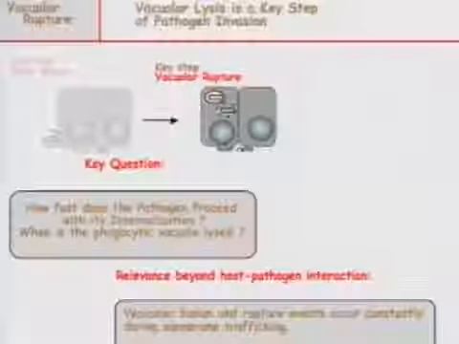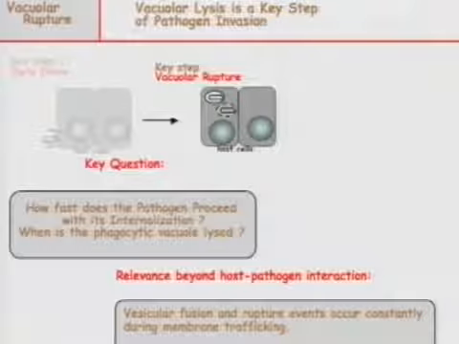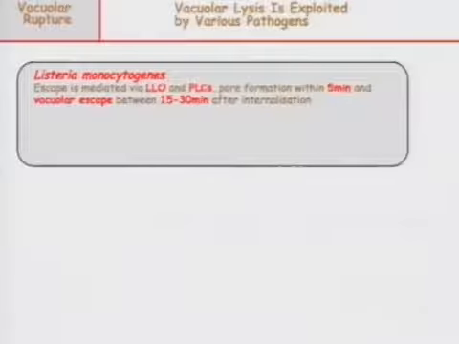And this is a question that is not only of importance for understanding host pathogen interactions, it is also important in cell biology in general, because a lot of research has focused either on vesicular budding or vesicular fusion, but vesicular rupture is basically a mechanism that is not understood. So we believe that using this pathogen, we will also shed light on a cell biological process that is very poorly understood. Vacuolar rupture is used by a number of pathogens.